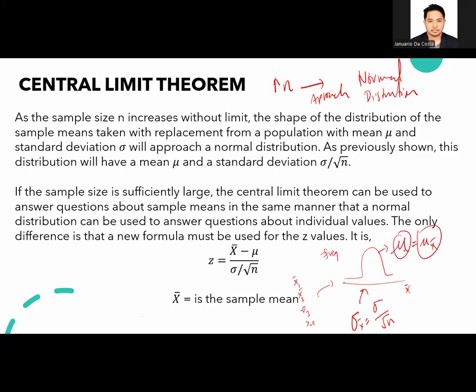Understand the difference between the symbols, for example mu and mu x bar. Can somebody explain to me the difference between the two?